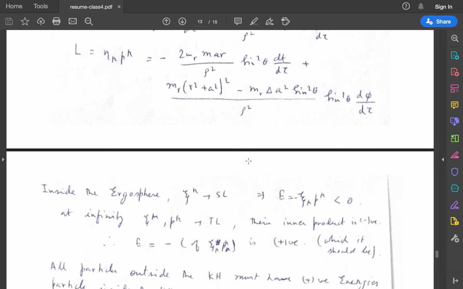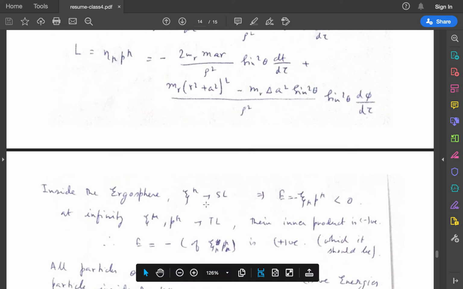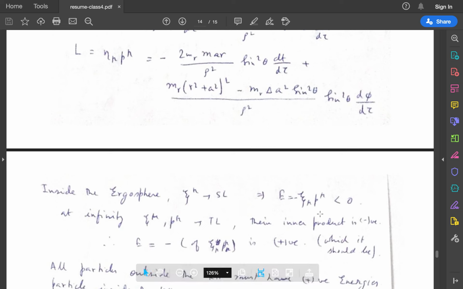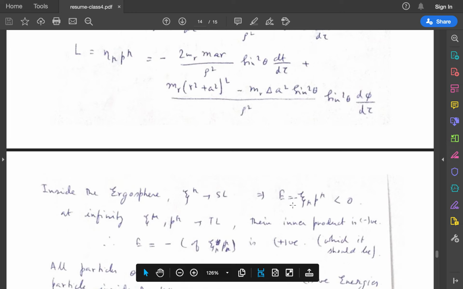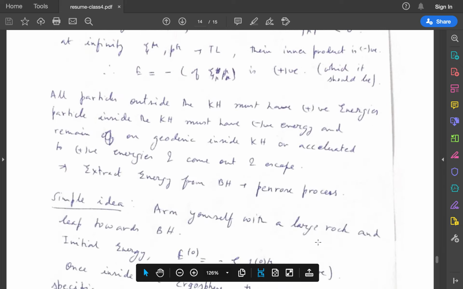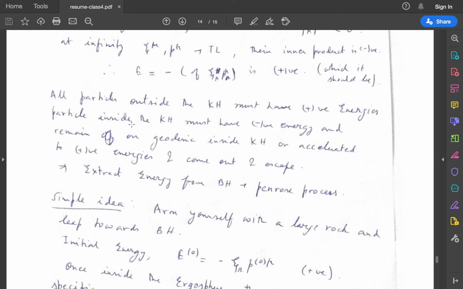So inside the ergosphere, zeta mu is space-like, because it flips signs, so the energy has to be less than 0. However, at infinity, both zeta mu and p mu are time-like, so the inner product has to be negative. That is why there is a negative sign beside it, to make the whole energy positive. All particles outside the Killing horizon must have positive energies. Particles inside the Killing horizon must have negative energy and remain on a geodesic inside the Killing horizon, or be accelerated to positive energies and come out to escape. So for a particle outside, the energy should be positive.